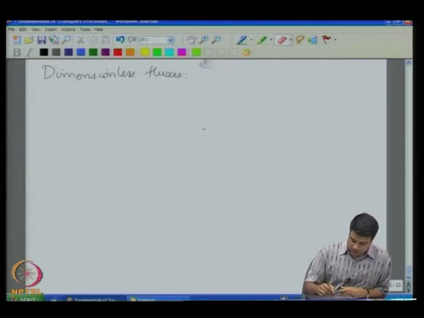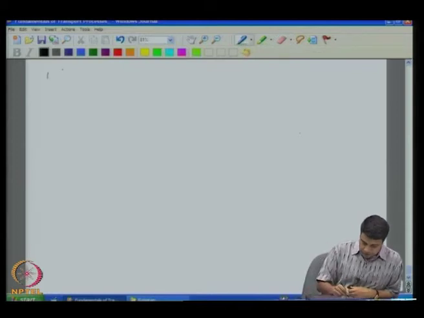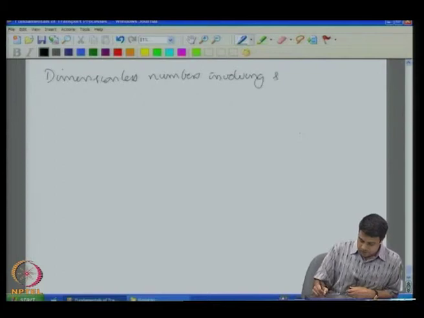One could, for example, have dimensionless numbers involving surface tension.